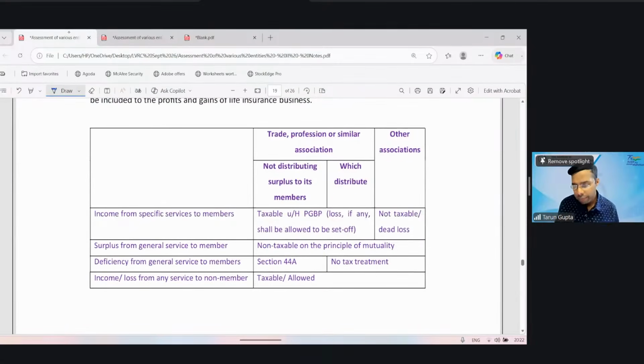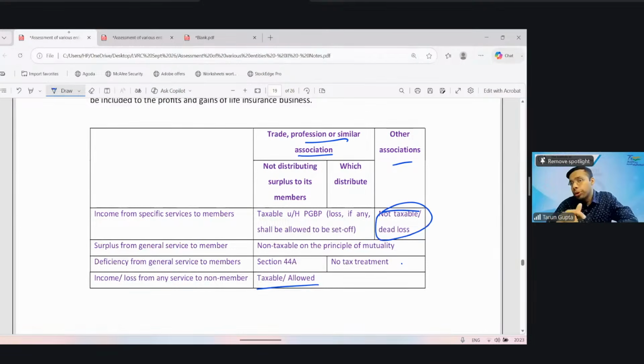Here is a small chart for your reference, which will summarize what we discussed about mutual concerns. We'll divide mutual concerns in two parts. One, trade, professional or similar association, another, other association. So for other association, the law is very simple. Any dealing with the members is not taxable, and any loss is not allowed. Any dealing with the non-members is taxable, and any loss is allowed.